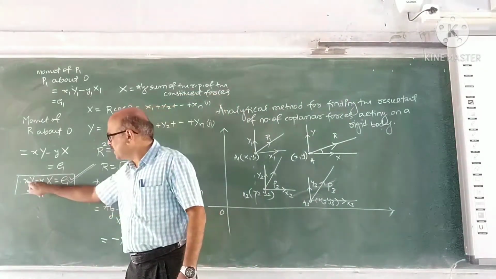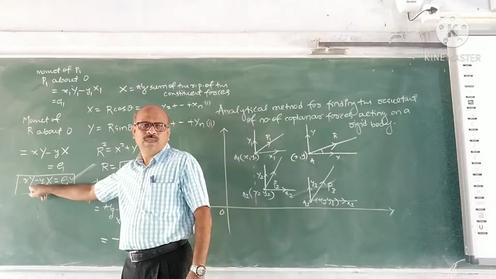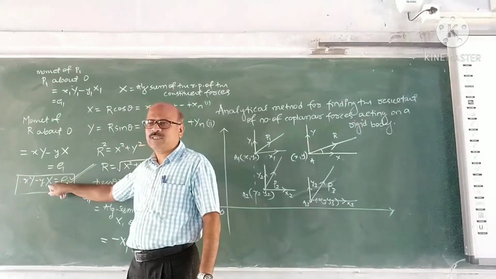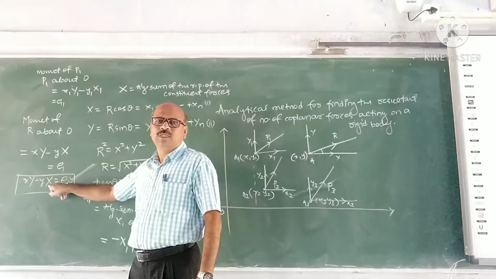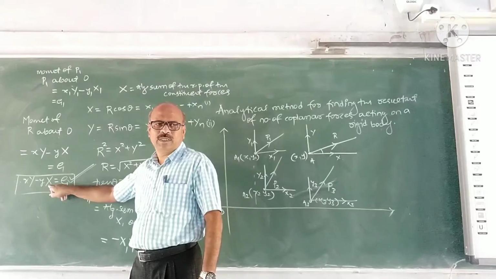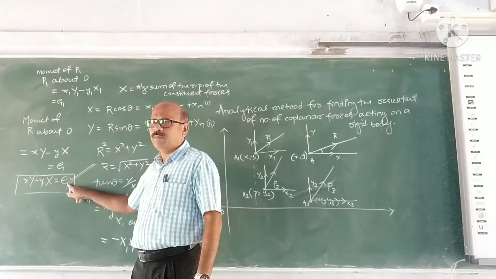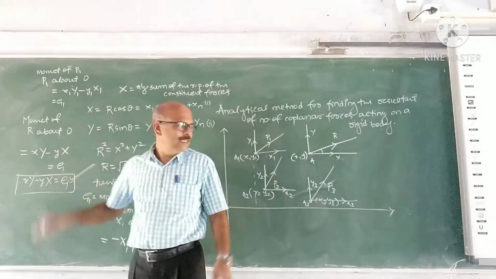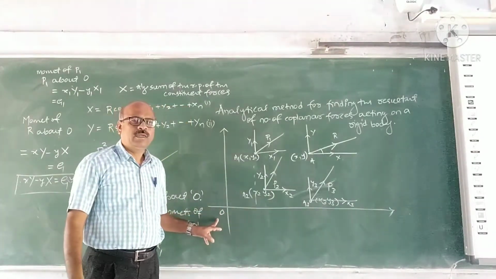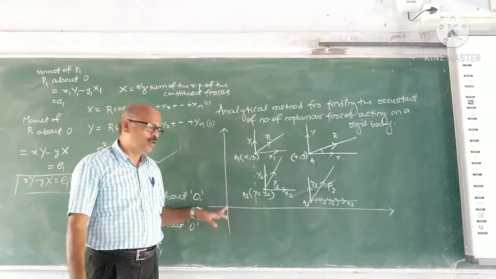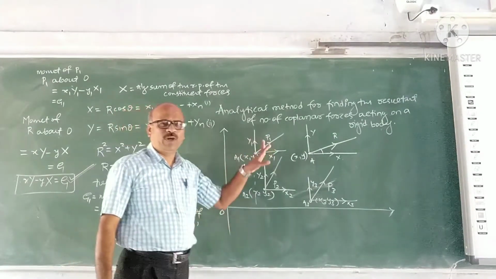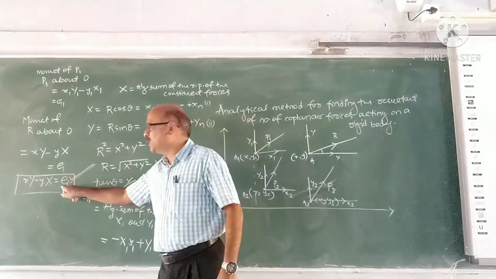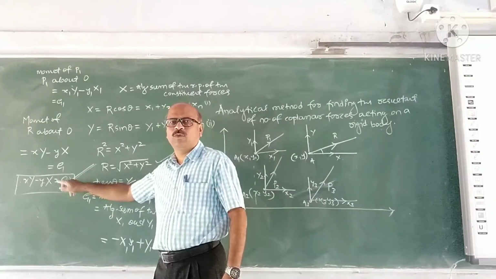And what is capital Y here? Capital Y is the sum of the resolved parts of the component forces. What is capital X? The sum of the resolved parts of the forces along the x axis. And what is capital G? It is the algebraic sum of the moments of the component forces about O. That is important, about O only, the origin only here. We have taken the moment of the forces about the origin, not about any point. This is important here.